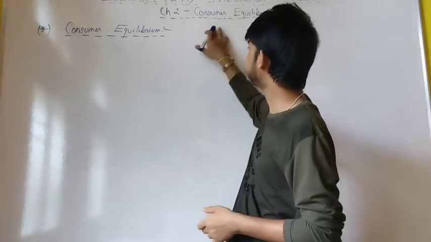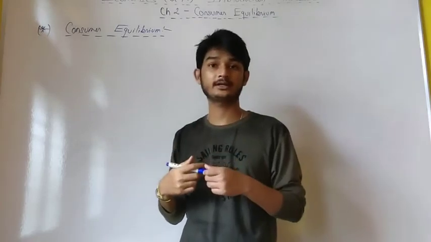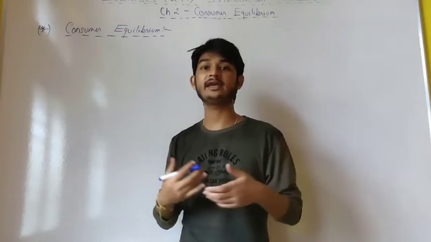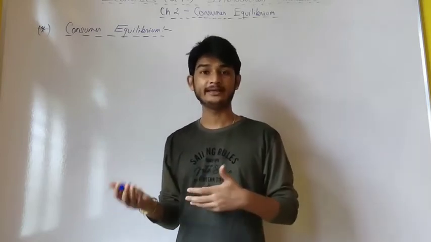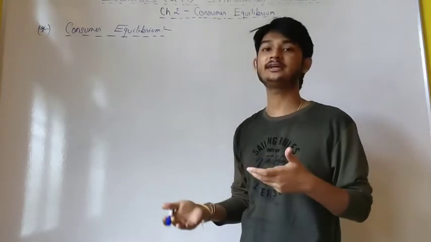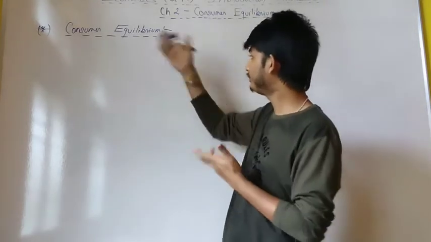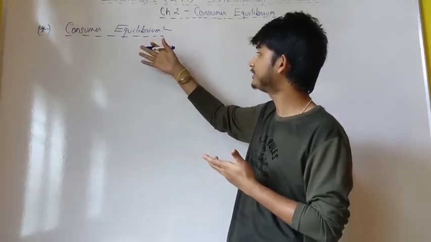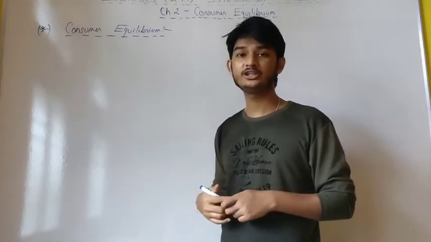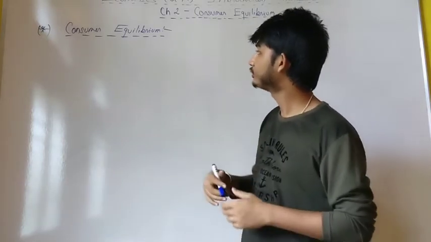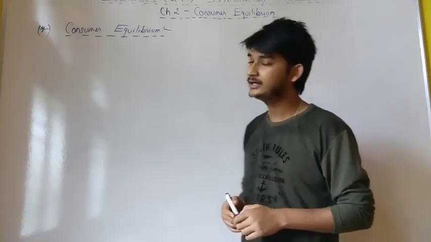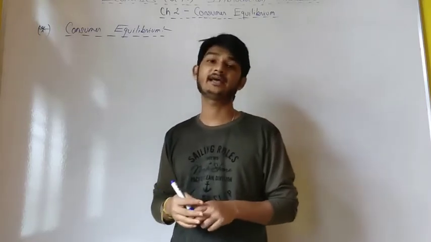While starting this second chapter, I told you that in this chapter we will cover two types of utilities. One is cardinal utility and another is ordinal utility. So this is the consumer equilibrium under cardinal utility analysis, and when we finish this topic, we will proceed to the ordinal utility analysis. Well, without any further ado, let's talk about consumer equilibrium under cardinal utility analysis.